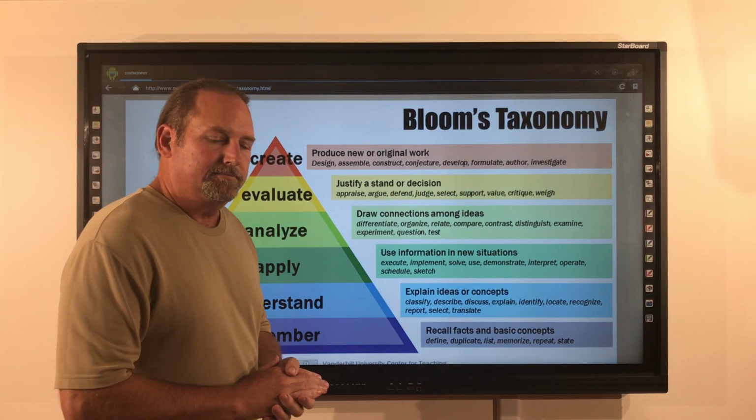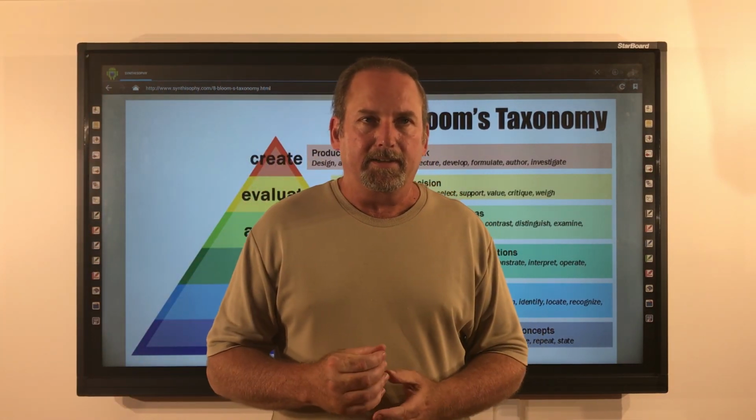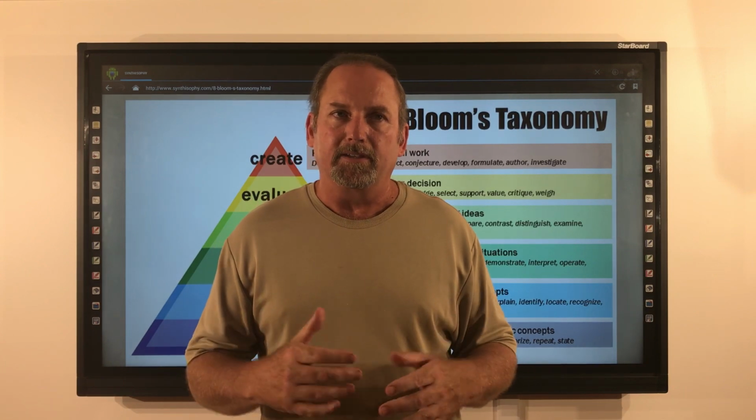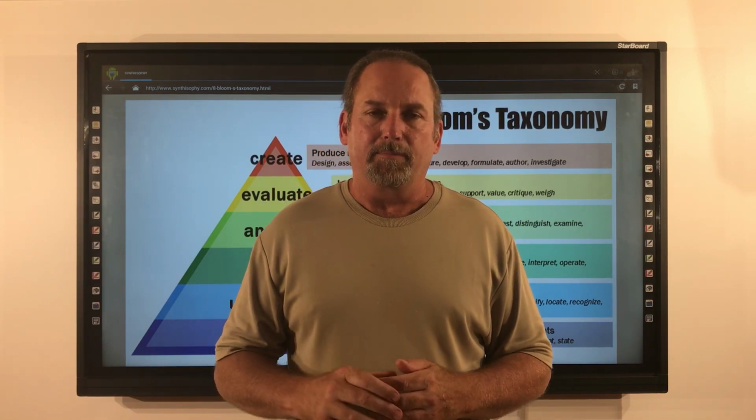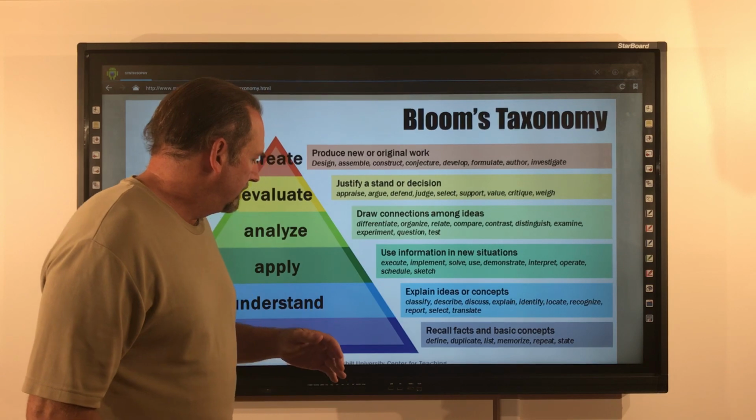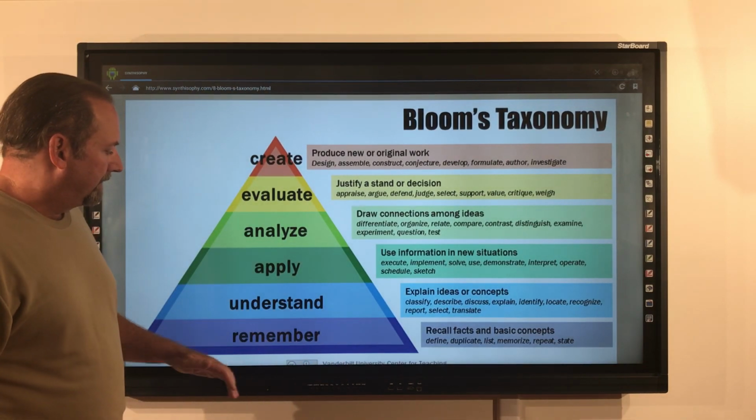What is Bloom's Taxonomy? Bloom's Taxonomy describes the capacity of the human brain to think. Each level from bottom to top becomes more complex. Let's start off at the bottom baseline level here.